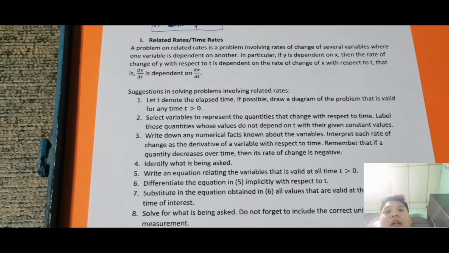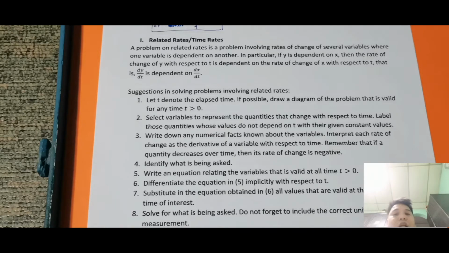Okay, so number 1, let t denote the elapsed time. If possible, draw a diagram of the problem that is valid for any time t greater than 0. So assume na sa atin or presume na sa atin yan since di-differentiate naman talaga natin totally lahat sa t. Then more likely mas maganda drawing time diagram. So mas kailangan lagi talaga totally ng diagram.